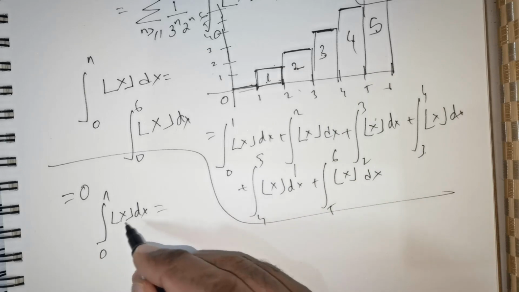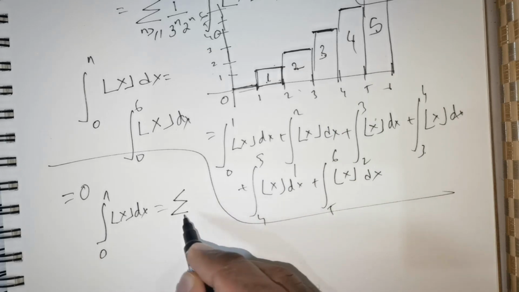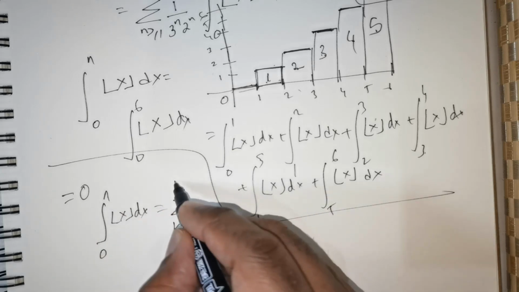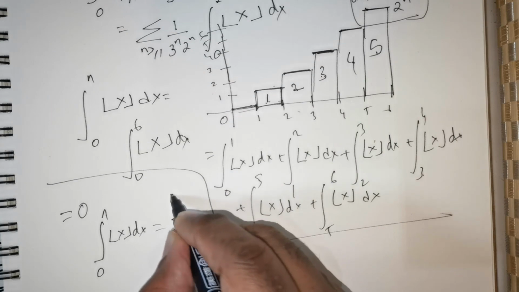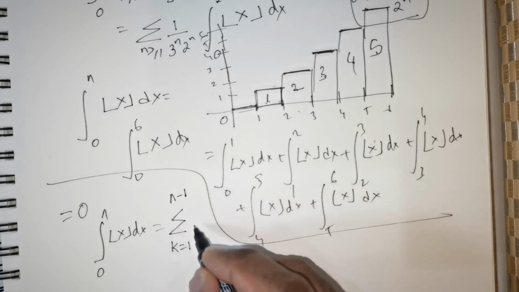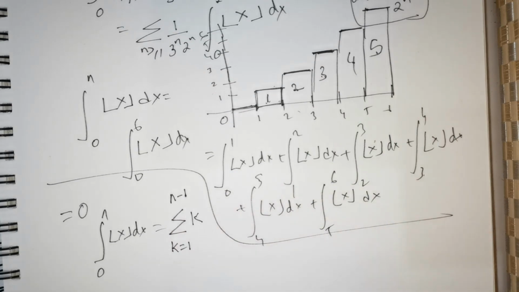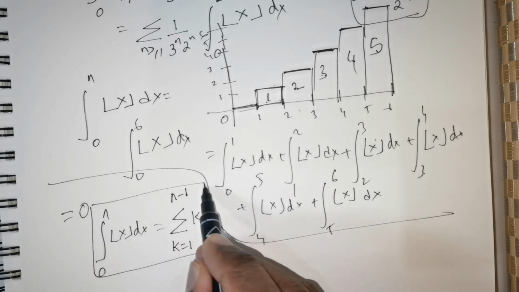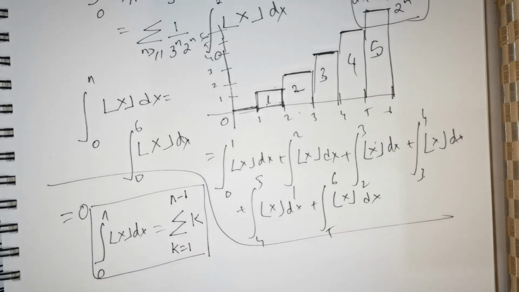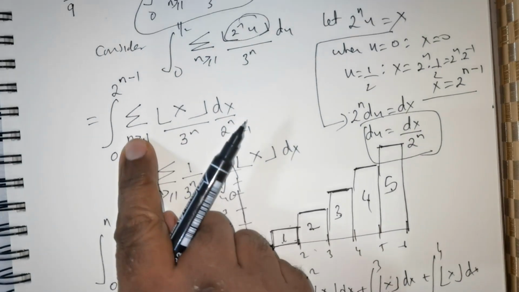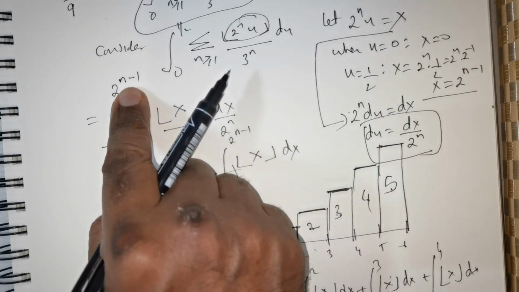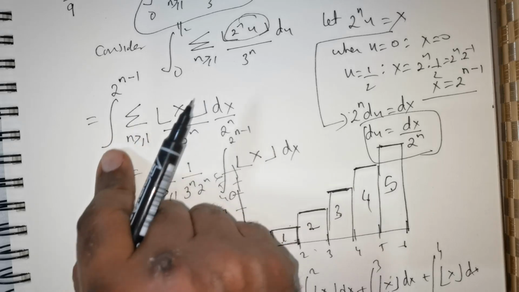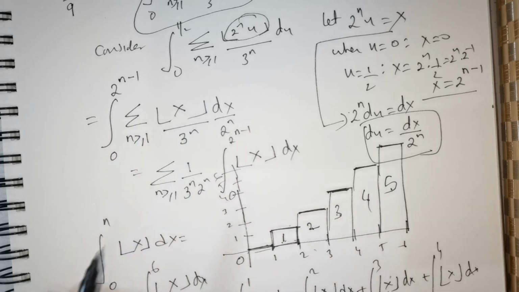So the formula for this is going to be, the outcome is going to be sigma k, taking values from 1, and the last value will be n minus 1. And you are summing up the values of k. So this is the all important formula for the floor function, which we will be employing over here. Now in this case, it is 0 to 2 raised to the power of n minus 1. So the outcome is going to be this, right?